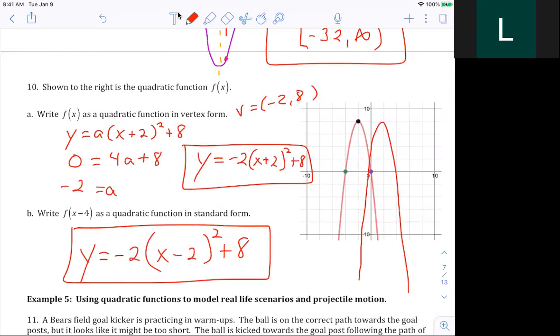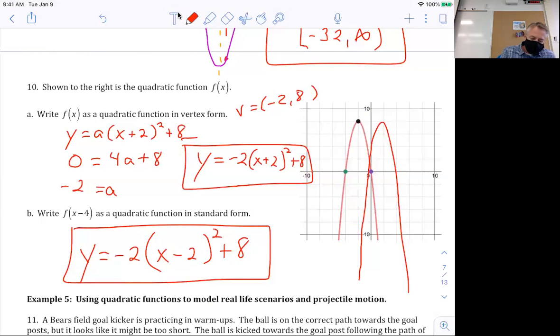Are you supposed to put it in vertex form or standard form? It says vertex form for this part, so I left that in vertex form. Oh, this does say in standard form. Thank you. I missed that part of it. So we should do that.